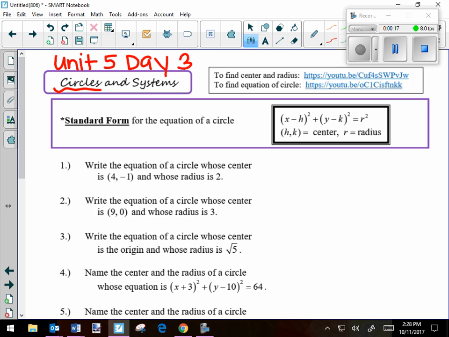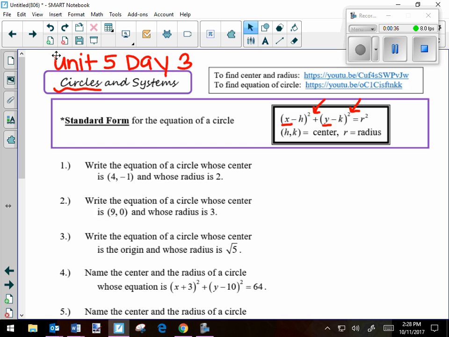You are going to know that what you're graphing is a circle if in your equation you have an x that's squared and a y that's squared. So you'll notice that this x is in parentheses that are squared and this y is as well. So the double squareds imply that you are going to be having a circle that you're going to graph.